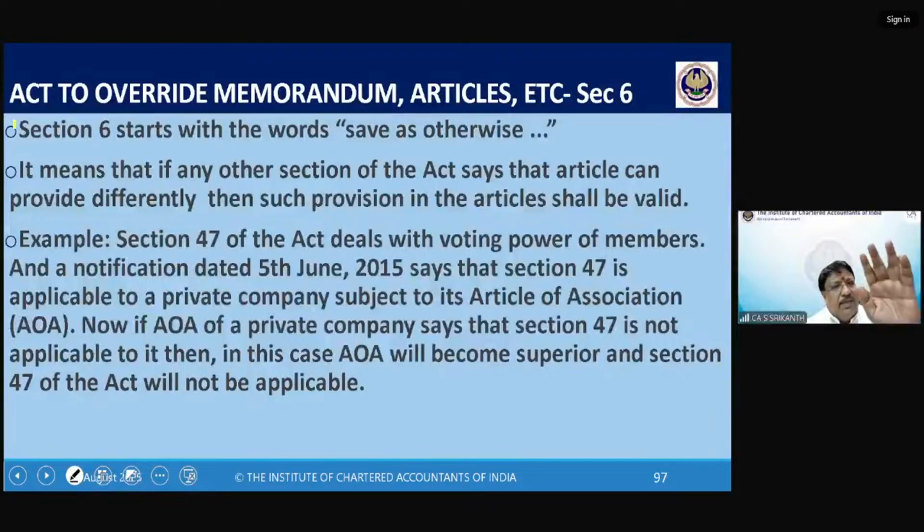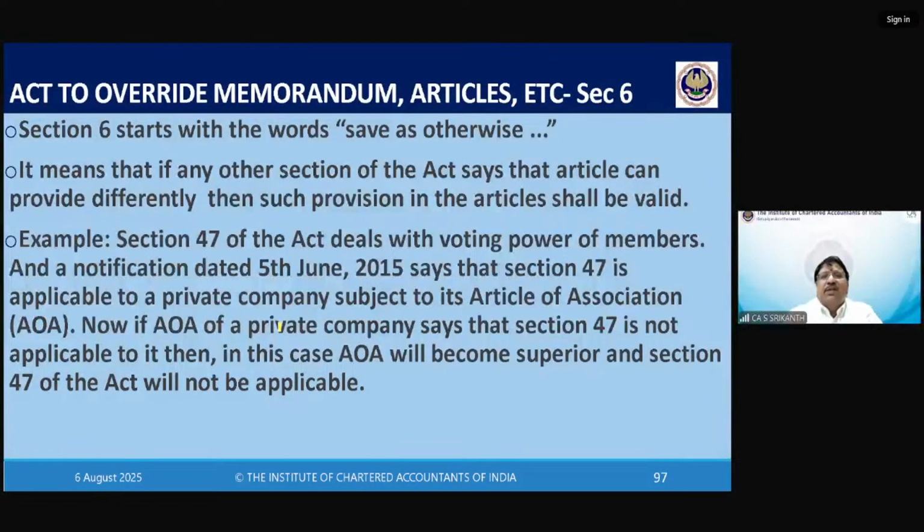In many cases, if it's provided in the Act itself, they'll say "save as otherwise provided in the Articles of Association" or "subject to provision in the Articles of Association." The minute they use that word, you can be sure that the article will be superior to this. Are you able to understand? These words, save as otherwise, subject to, notwithstanding, are all words used in the statute to create superiority, inferiority relationships. So by reading it itself, you can be sure.